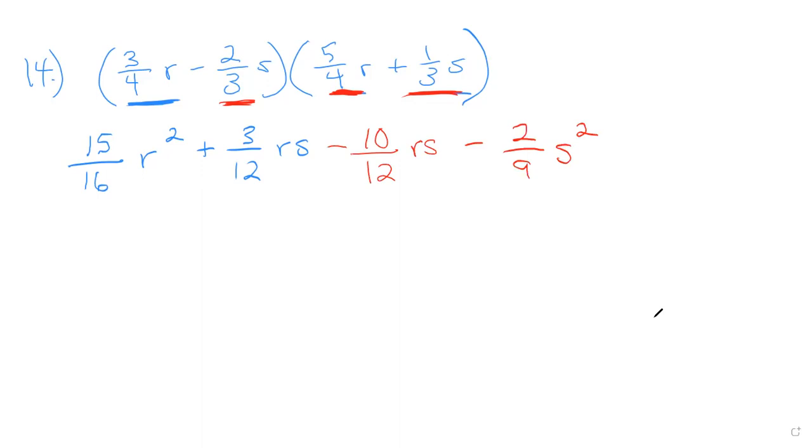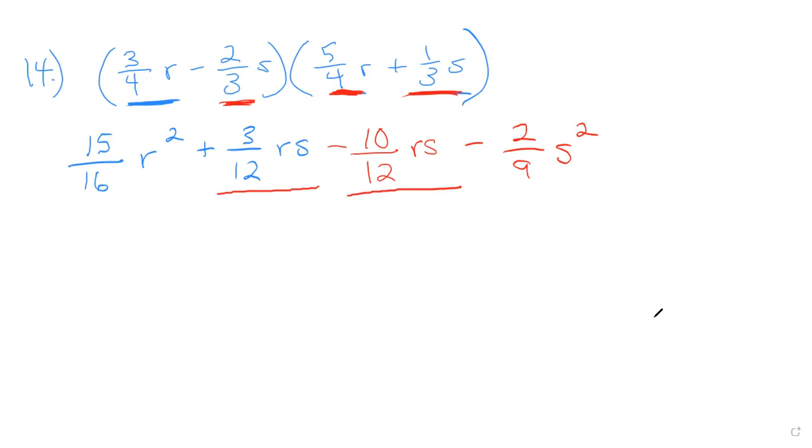Okay, so we've got all of this stuff multiplied out here. We're done with the multiplication step. Now we want to focus on, do we have any like terms? Do I have anything that I can combine together? When I look at this, I've got an r squared, so there's nothing that's going to combine with the r squared. I do have a 3/12 r and a negative 10/12 r.